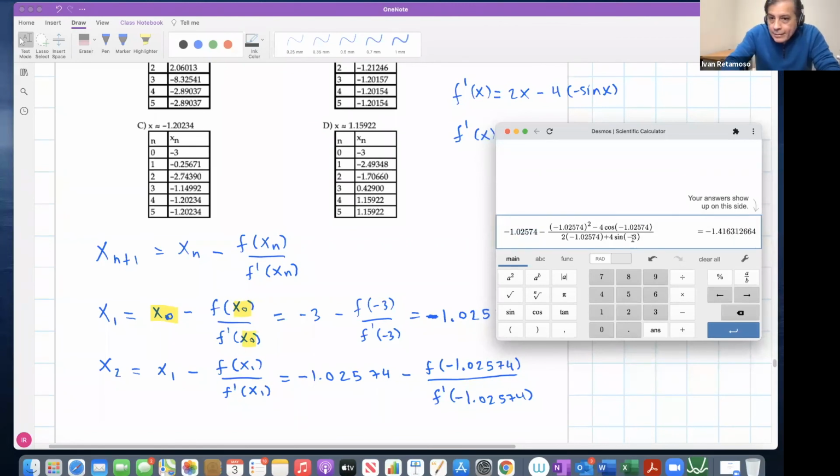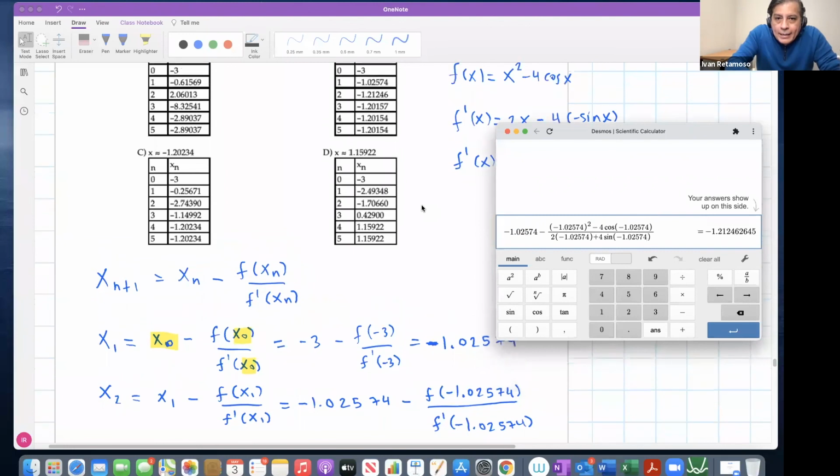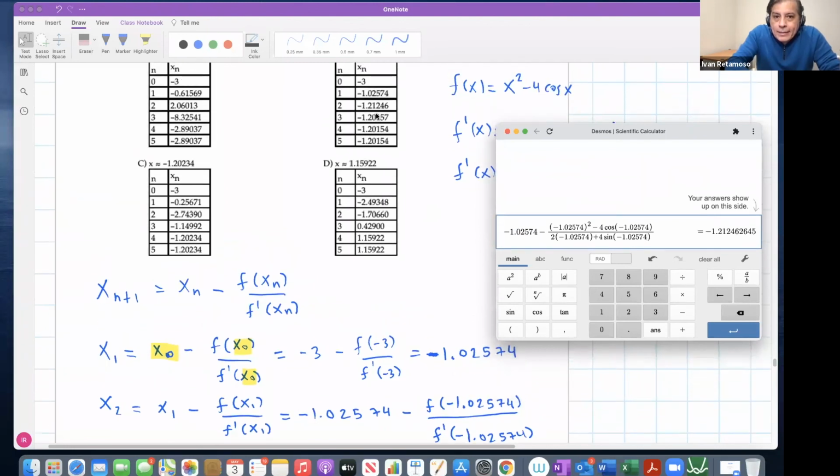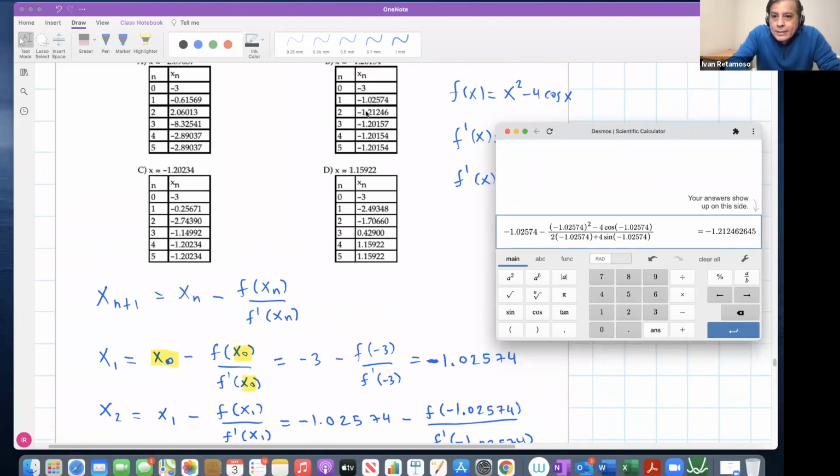Again, -3 here, again this. -3 here, again this. And you now get a new value, negative 1.21246, rounded to 5 decimal places. Follow? Now that guy has to be here, the x2. Notice the x2 is exactly that, negative 1.21246. You see it? It was enough, one computation to get it.